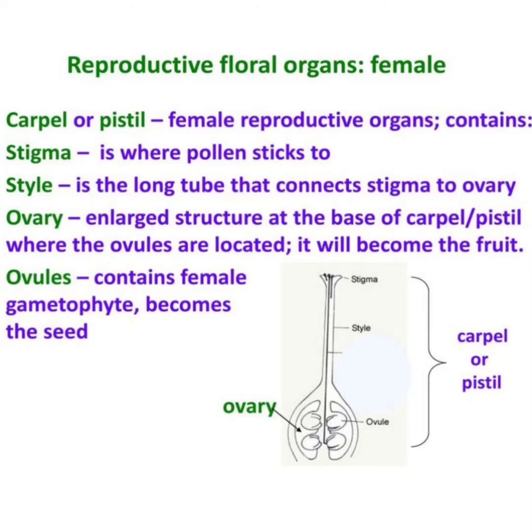Now, the carpel or the pistil has a stigma in which the pollen grain comes and sticks. The style is a long tube that connects the stigma to the ovary. The ovary is an enlarged structure that is present at the base of the carpel or pistil where the ovules are located, and it becomes the fruit. Ovules contain the female gametophyte and it becomes the seed.